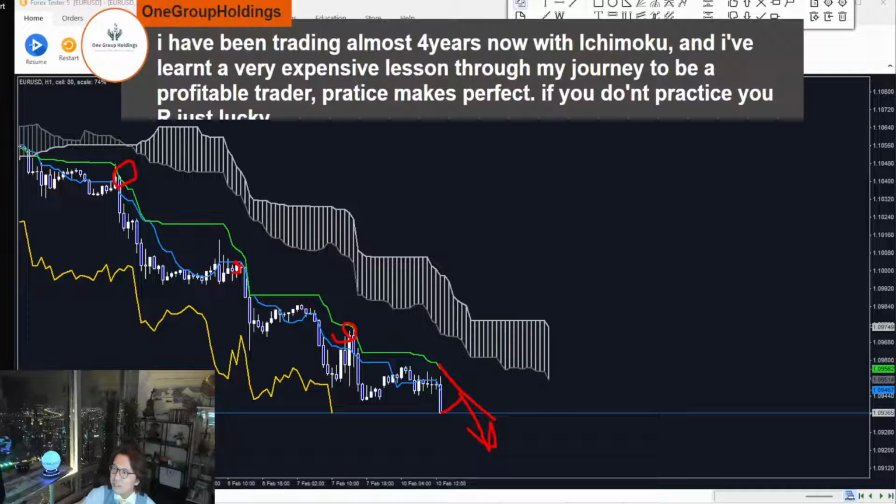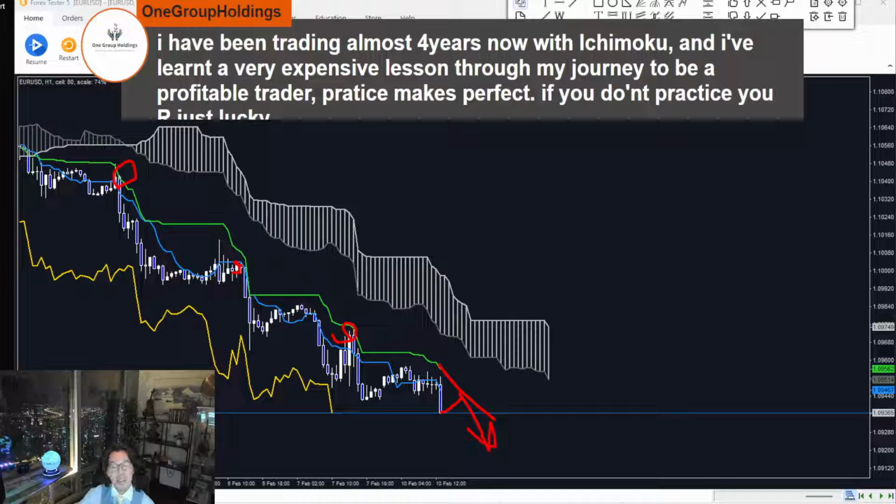One group says, I have been trading almost 4 years now with Ichimoku, and I've learned very expensive lessons through my journey to be a profitable trader. Practice makes perfect. If you don't practice, you are just lucky. That's exactly right. You have to practice, you have to see stats, and you have to learn from your experiences. And that's really where the wisdom comes from.